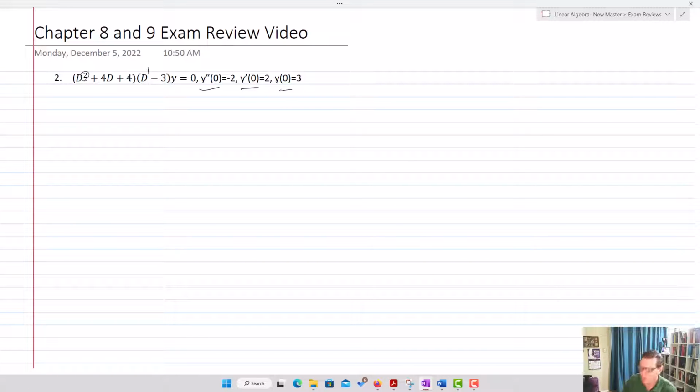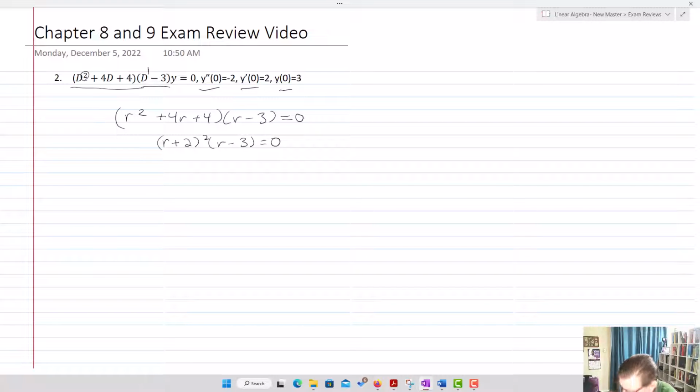If I rewrite this as (r squared plus 4r plus 4) times (r minus 3), now what I have is my auxiliary polynomial. I set that equal to 0. And then I can see that this is (r plus 2) squared times (r minus 3), and that equals 0. So now we've got a repeated root. We've got r equals negative 2 with a multiplicity of 2, and r equals 3.